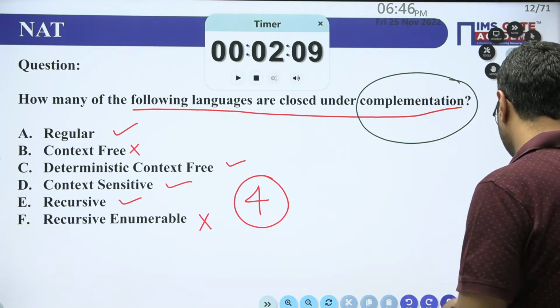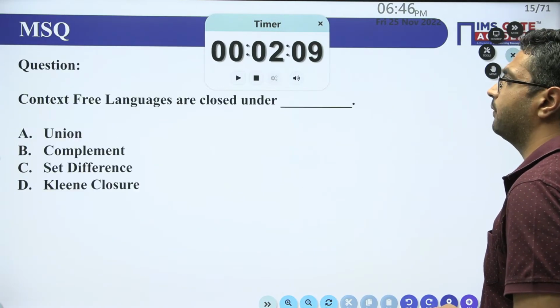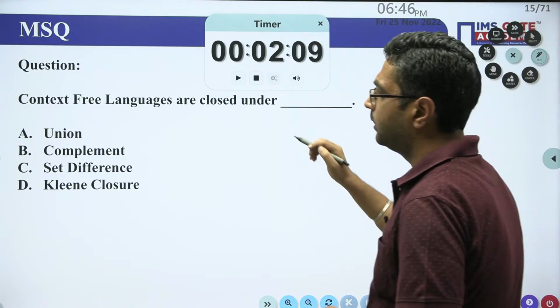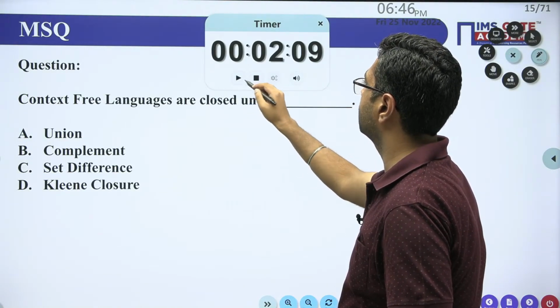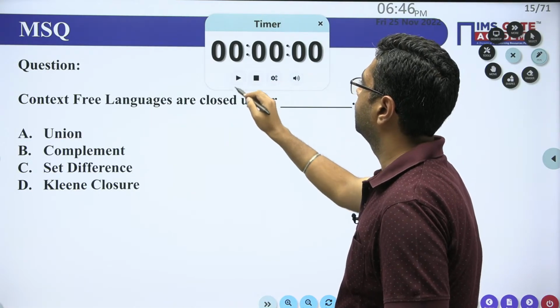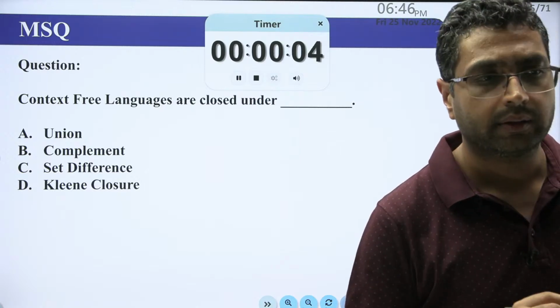So now let's move to the next question, which is again a very, very simple question. I have kept it purposefully to highlight something, which I'll highlight at the end. Maybe first of all, you guys solve this question. And this should not take more than a minute.